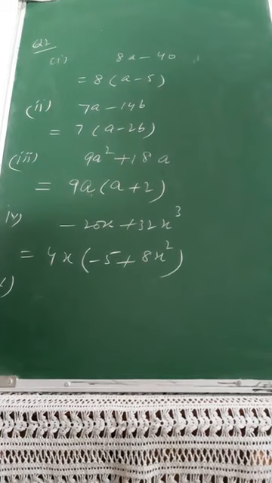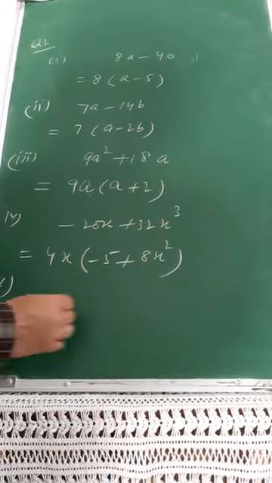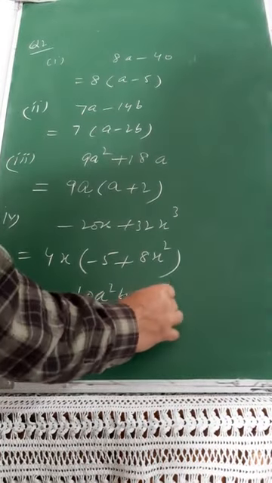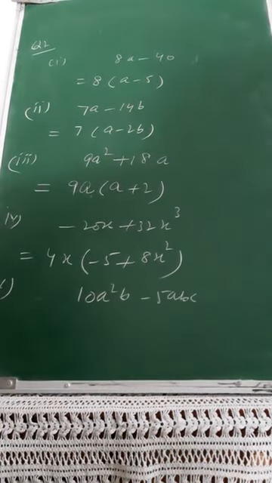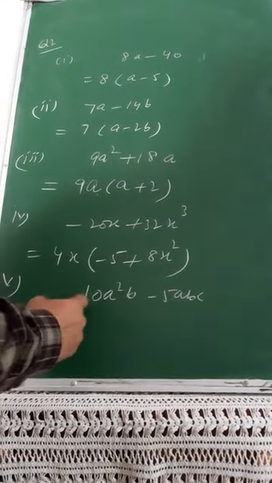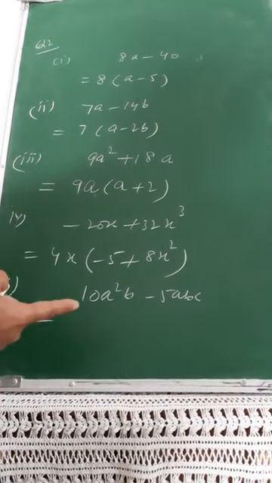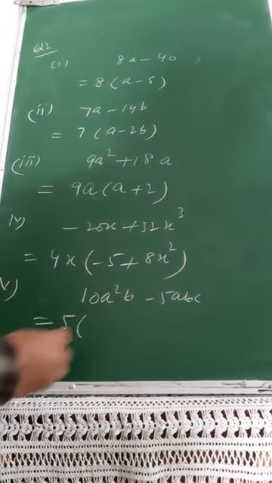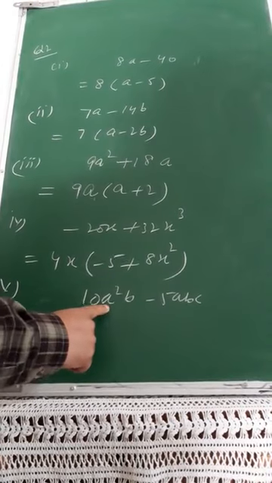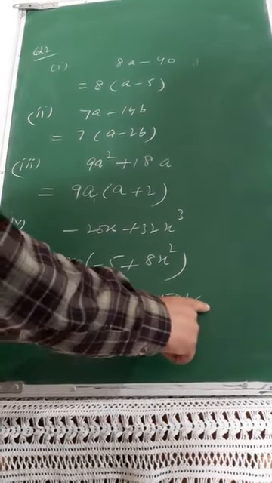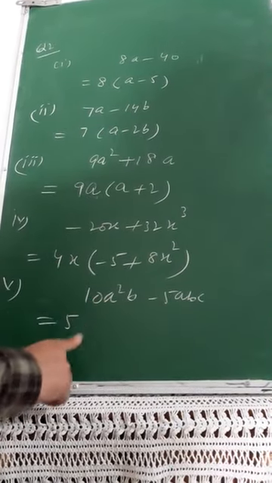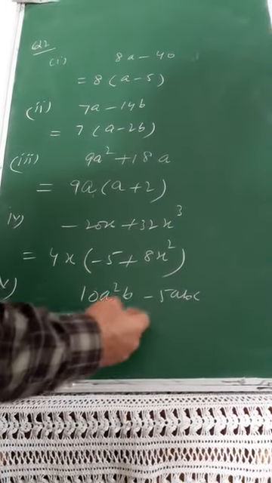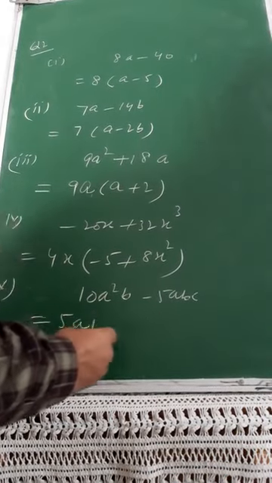Then the fifth part is 10a square b minus 5abc. Now you look at this again in these two numbers. I am not bothering about the signs. Please see that 10 and 5, so definitely 5 is the HCF. Then in variables a square b, a, b, c: a is there also, there also. So the degree less one is a. In b, b only is there. C is not part of this term, so it cannot be common.